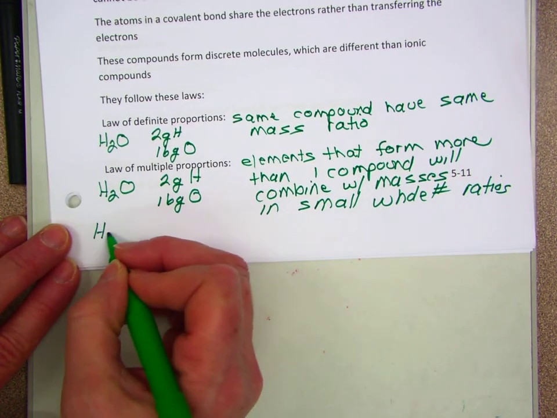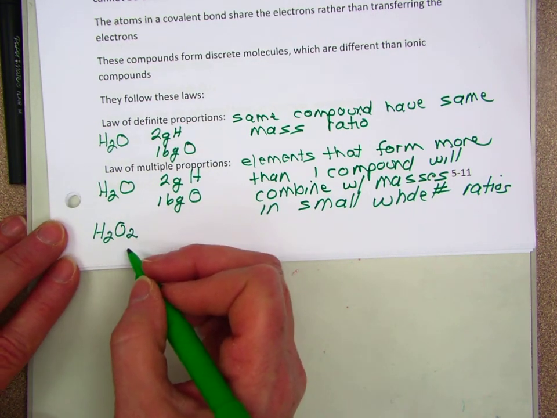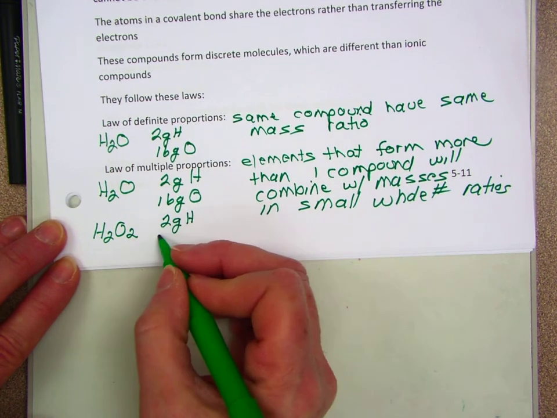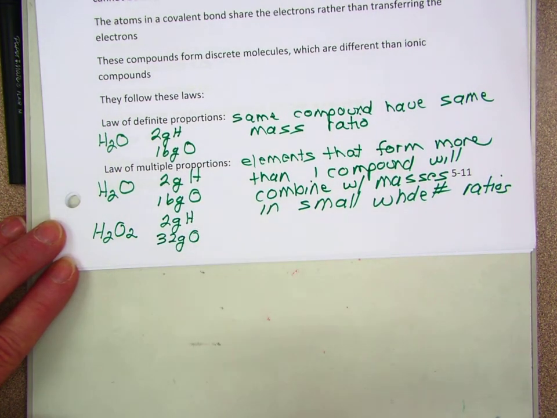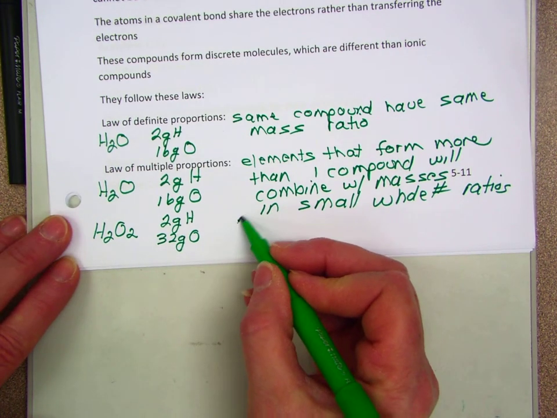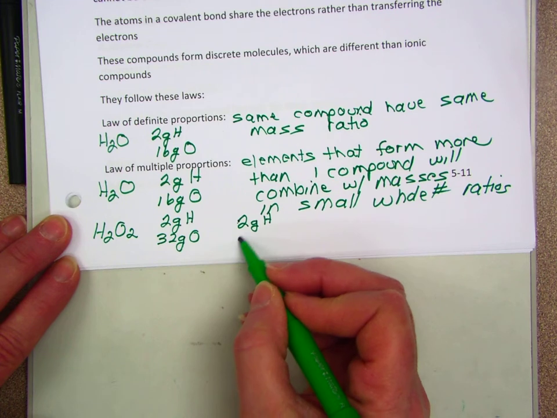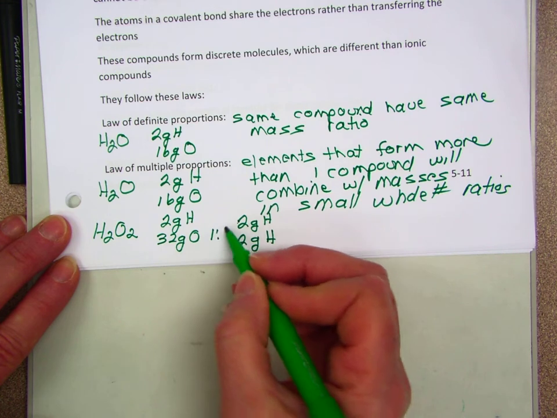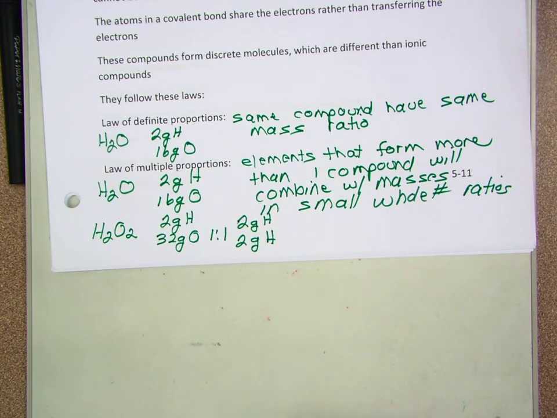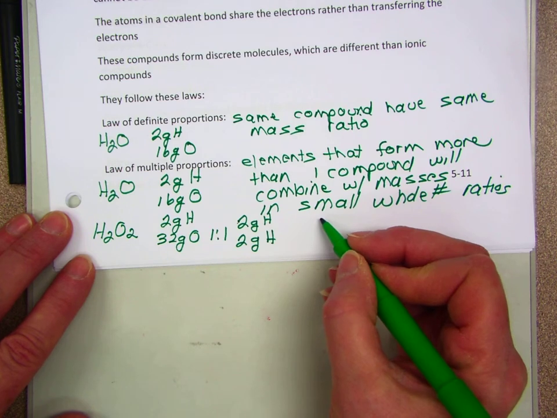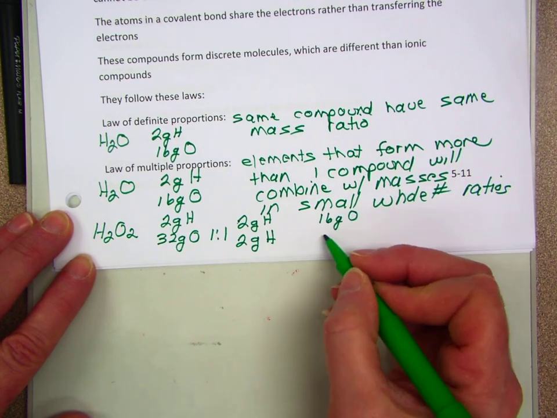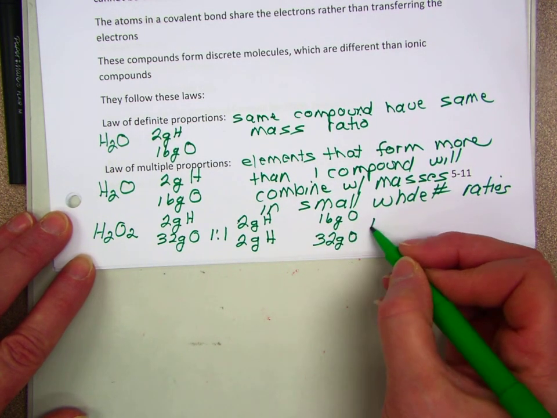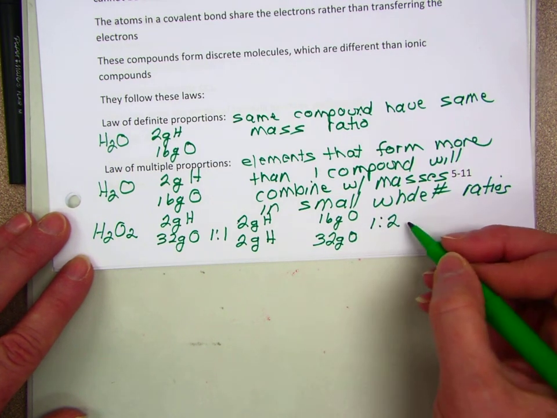Let's look at hydrogen peroxide. You know this because it's at home in your medicine cabinet, right? And if we look at hydrogen peroxide, we'll have 2 grams of hydrogen, but we'll have 32 grams of oxygen in there. So now when we look at this, in water, I have 2 grams of hydrogen. In hydrogen peroxide, I have 2 grams of hydrogen. And 2 to 2 is a 1:1 ratio. It's a small whole number ratio of the masses. Now let's look at the oxygen. I have 16 grams of oxygen in water, and I have 32 grams of oxygen in hydrogen peroxide. So this is a 16 to 32, or a 1:2 ratio.